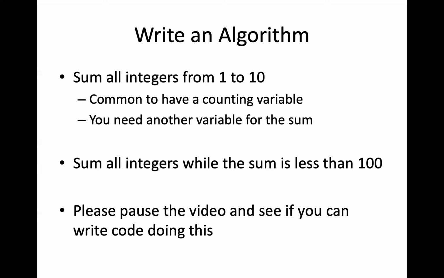And anyway, like I say, the trick here is to separate out these two values, to make this distinction between something we're trying to compute and a counting variable, which is counting how many times we're going to execute some sort of a loop. So what I'd like you to do is pause the video for a minute and see if you can write pseudocode doing the thing at the top of the slide, this first bullet: sum the integers from 1 to 10.